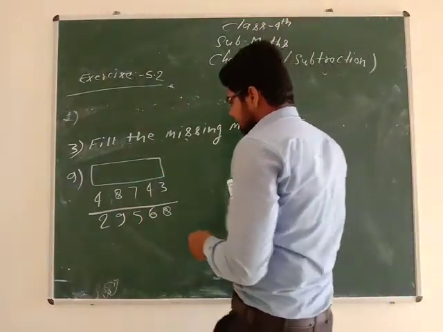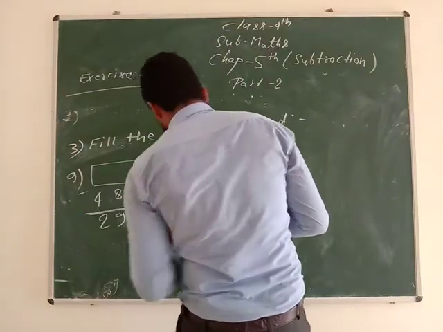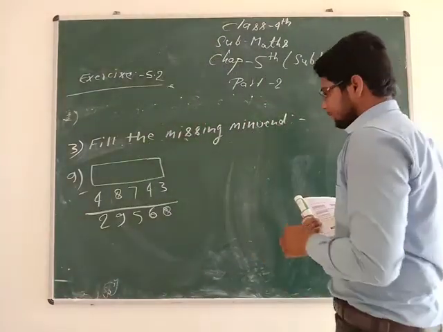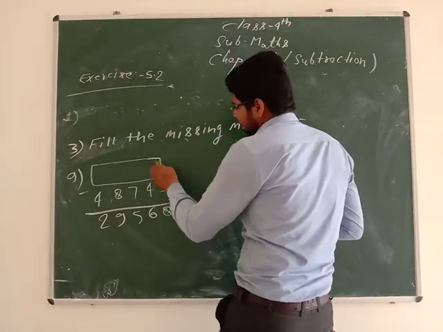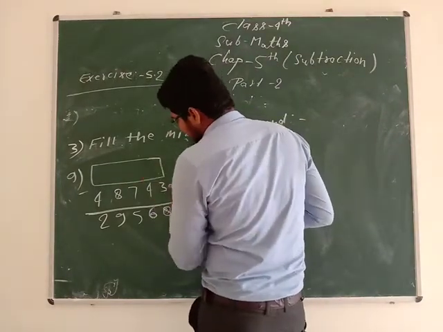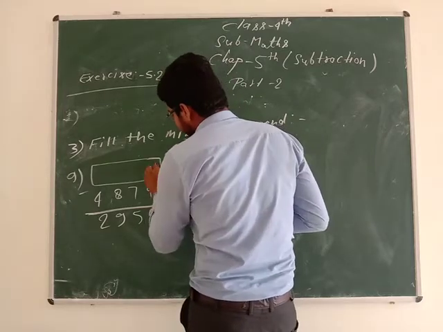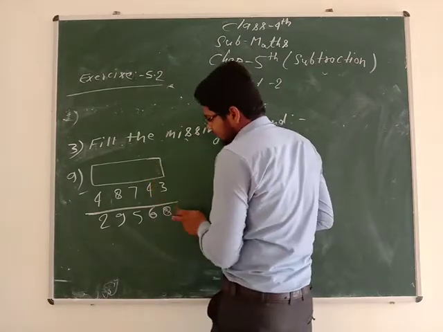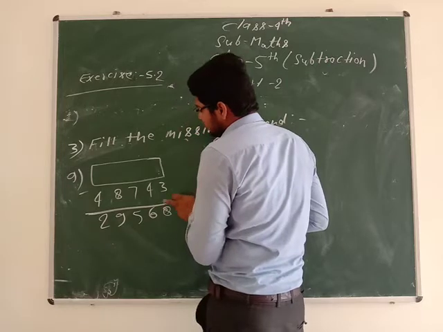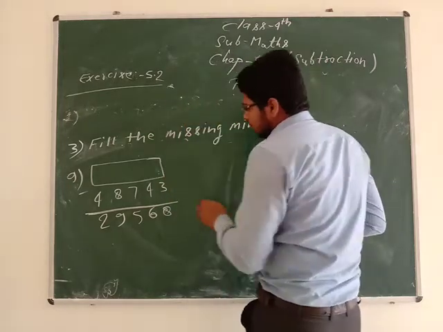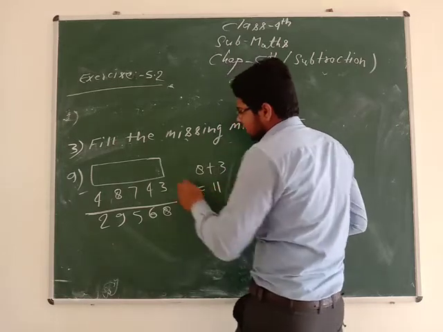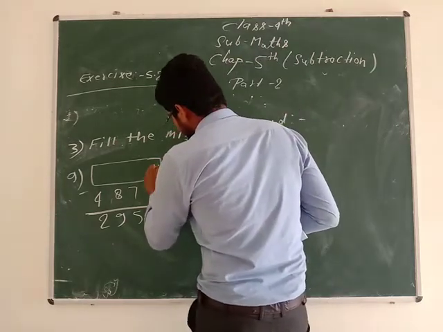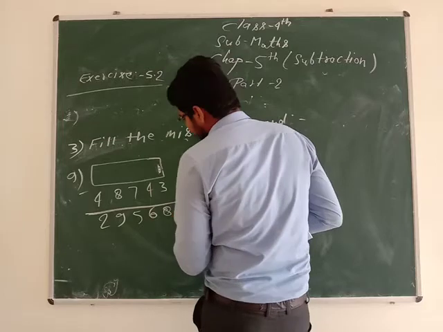So here we have to fill the monument. What digit can be filled here? Let's add and fill this box. By adding the subtrahend and difference, you can fill the monument. So 8 plus 3 is 11. So one carry would be, 11 minus 3 would be 8.